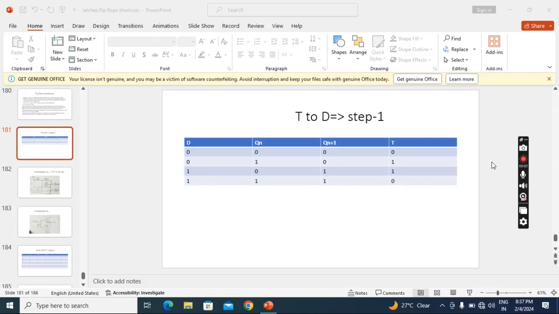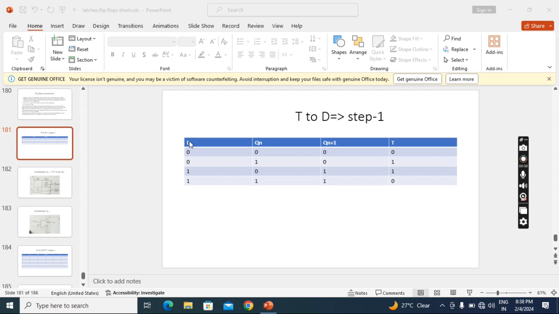In this lecture we will discuss the conversion process of T into D flip-flop, T to D conversion. So this is step 1. I told in the previous lecture, in the first step we have to take the characteristic table of the required flip-flop and the excitation table of the given flip-flop. Here the given flip-flop is T and the required is D. So I took the D flip-flop characteristic table and the T flip-flop excitation table, and I mixed them together.